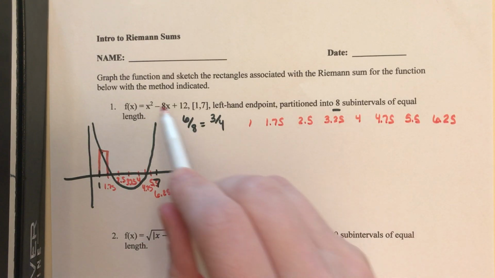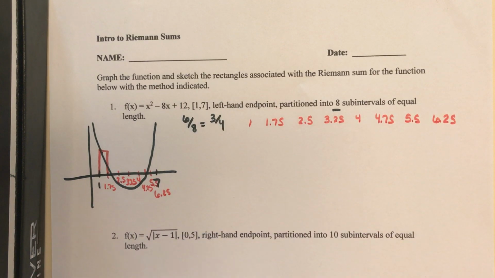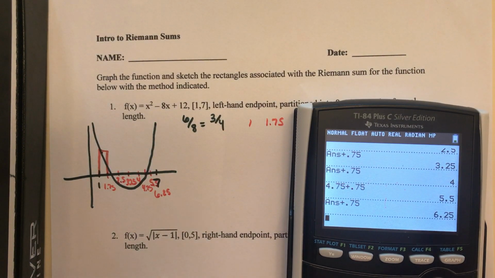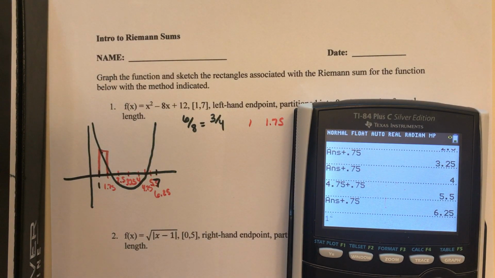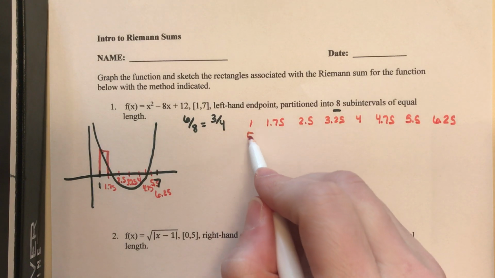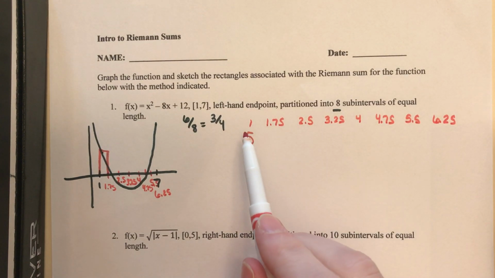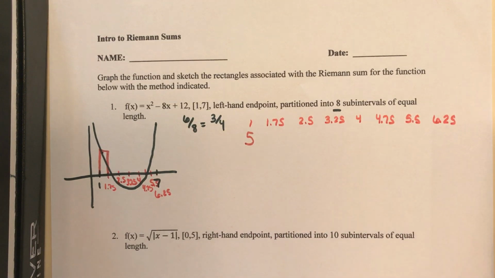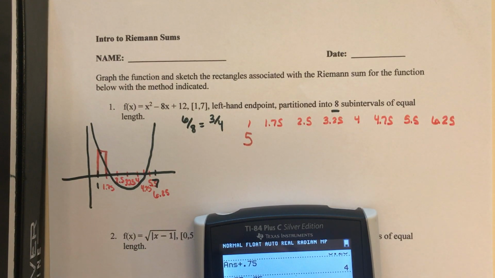So if I want the height at 1, I'm going to plug 1 in to my function here. So you can use your calculator to do that. 1 squared minus 8 times 1 plus 12 gives me 5. I'm going to do that, so if you want to pause it, you can go ahead and do that and double check your work. I'm going to go ahead and plug those numbers in and write them in as I go.